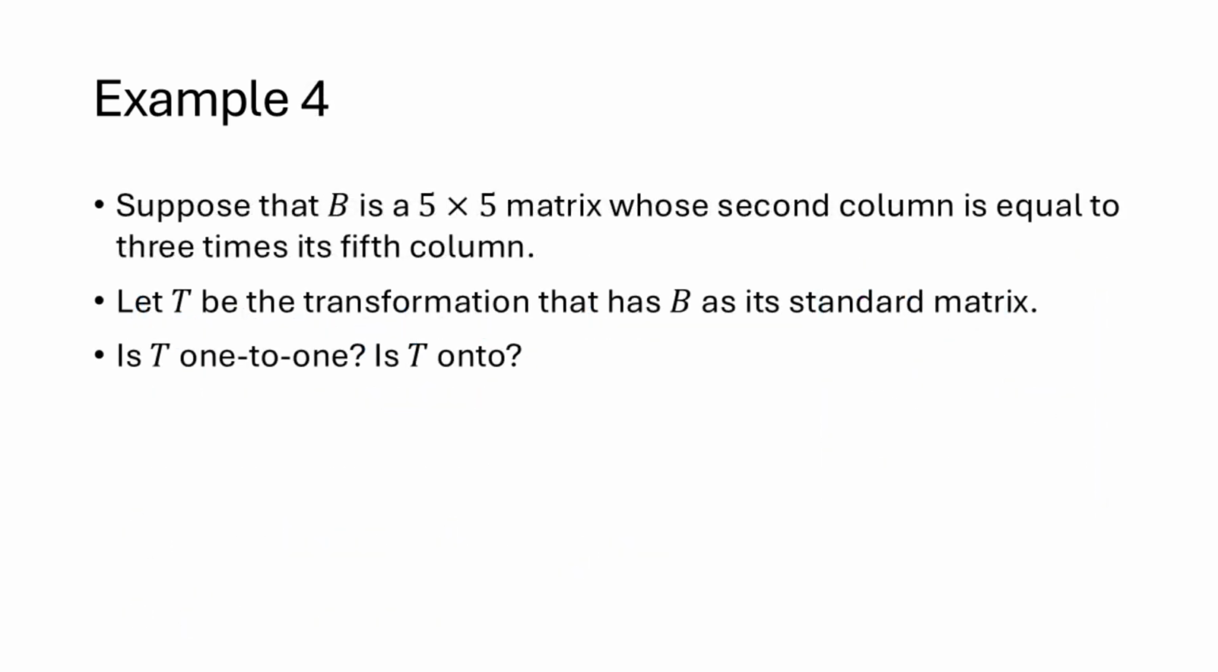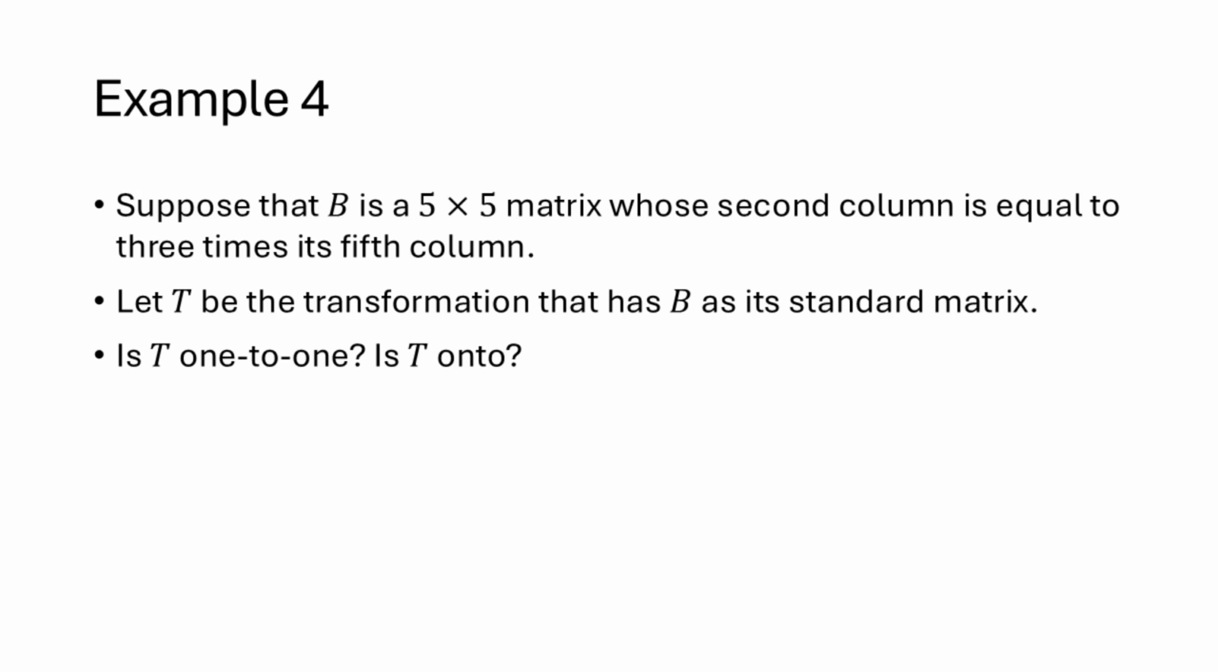What about this? Let's suppose that we have a square 5 by 5 matrix B whose second column is equal to 3 times the fifth column. And we want T to be the transformation that has B as its standard matrix, or in other words, T(x) = Bx. Is T one-to-one? Is T onto?